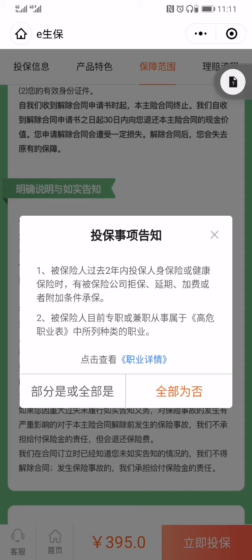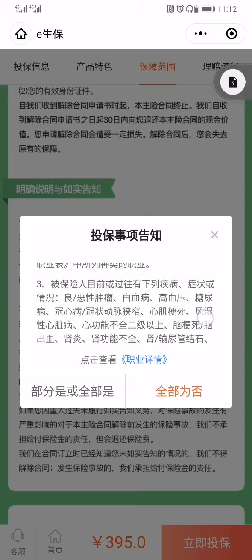It gives me a pop-up asking questions. The first question is, has the person assured been declined or postponed or accepted with extra mortality by other insurers in the past 2 years? And the second question is, does the person assured have an occupation in the list of high-risk occupations? It gives the link to this high-risk occupation list.